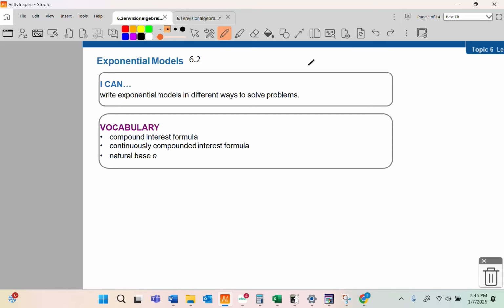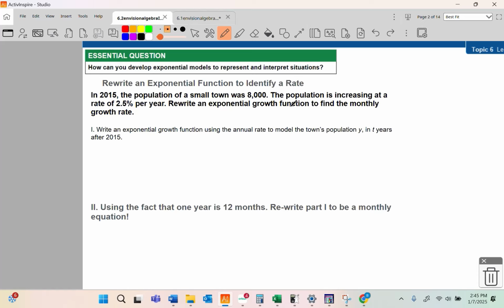They say in 2015, the population of a small town was 8,000. The population is increasing at a rate of 2.5% per year. Write an exponential growth function to find the monthly growth rate. So what we're going to do is we're first going to write it as we know how to write it. And we're going to use the amount after time passes is the principal times 1 plus r to the t. And here this is going to be in years. All right, we're going to start off by doing it in years.